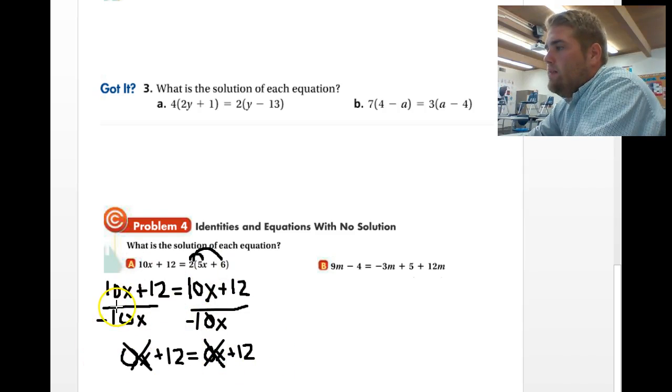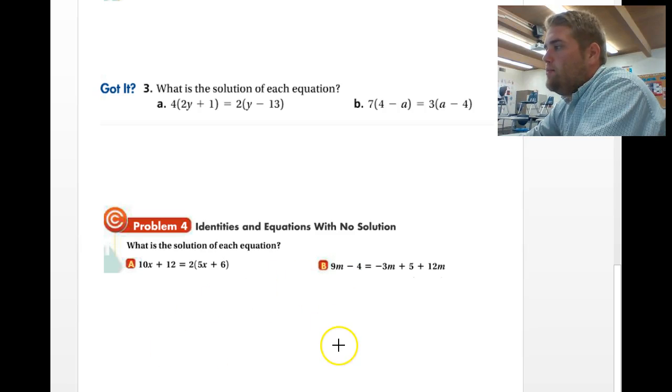So it doesn't matter what my x is here, this is always going to equal each other. And once again, we will go over this one in class because this is a little confusing of an idea. Just make sure to have this work down. And I want you guys to try B.